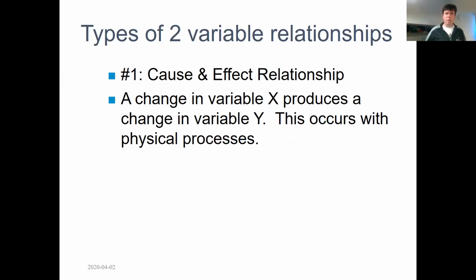So cause and effect, the very first type of cause and effect is your classic X variable goes and produces a change in the Y variable. So there are 5 types of causation. That's the overall word we're going to use for all of these. But the first one is your classic cause and effect. It really only happens with physical processes.